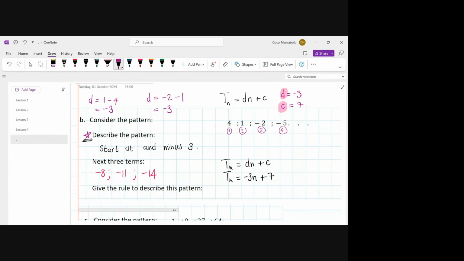Which one? Can I pick higher than term 4? Yes, of course. Term 6. Term 6. All right, lovely. So we're going to replace n with 6. Can you do that for me?